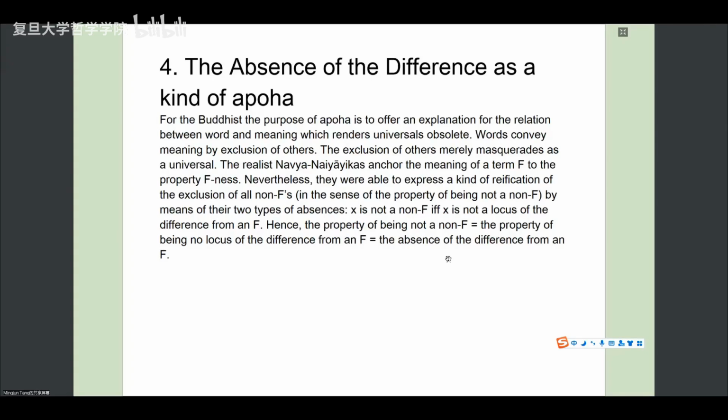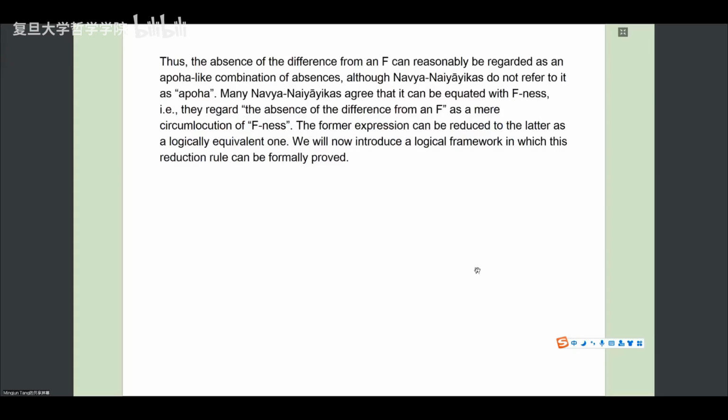So it seems that this combination of absences is really somehow apoha-like. Thus, the absence of the difference from an F can reasonably be regarded as an apoha-like combination of absences, although the Navya-Naiyayikas do not refer to it as apoha.